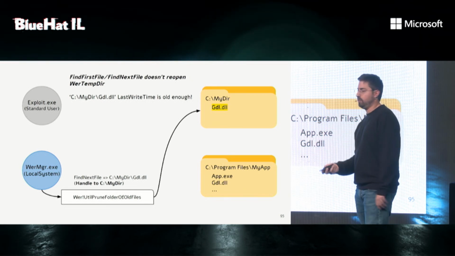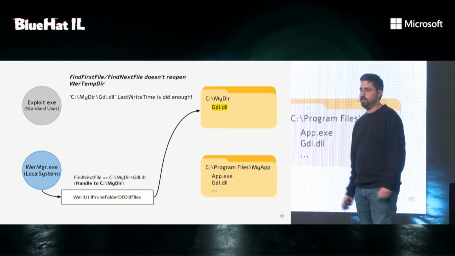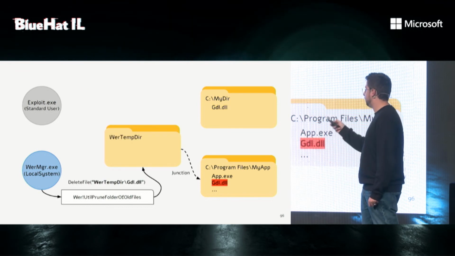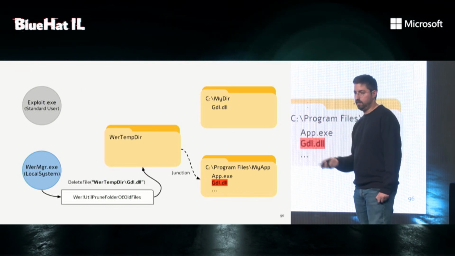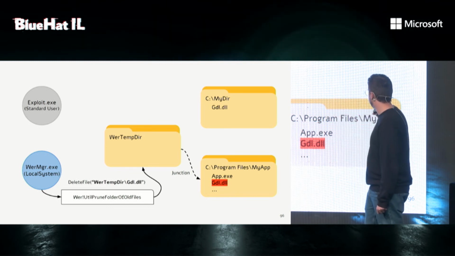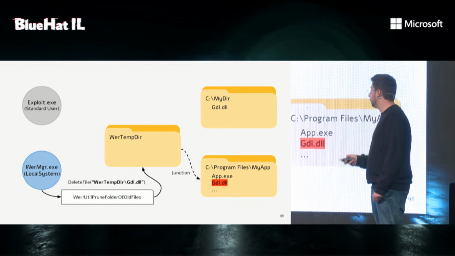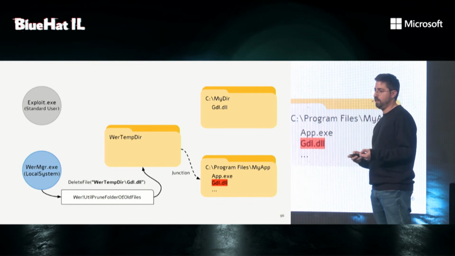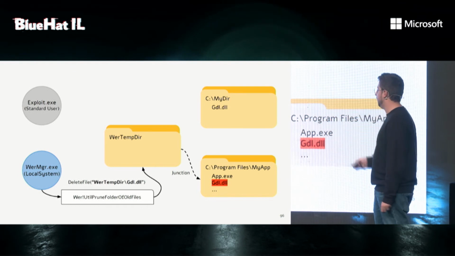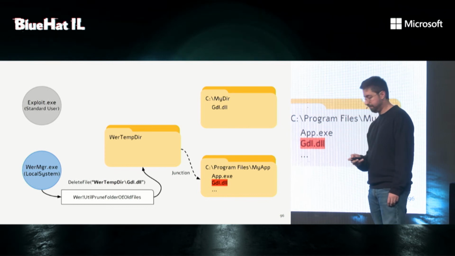So the next file it's going to encounter is cmydir gdl.dll, and its last write time is obviously old enough because we just modified it. And it will end up calling DeleteFile on the path wordtemp dir gdl.dll. And because we switched the junction, this will now point to c:\programfiles\myapp\gdl.dll, and it will get deleted. So this is a very cool exploitation trick when you have a mismatch between a path and a handle. You can just change the junction each time you want, and wormgr will not be aware of the fact it's actually working on other directories.